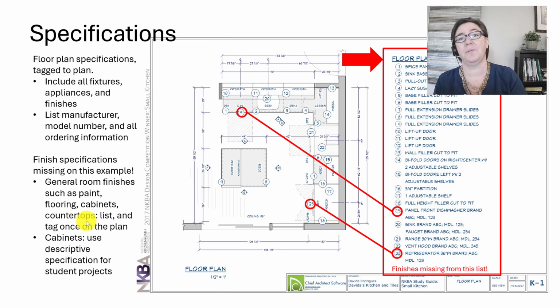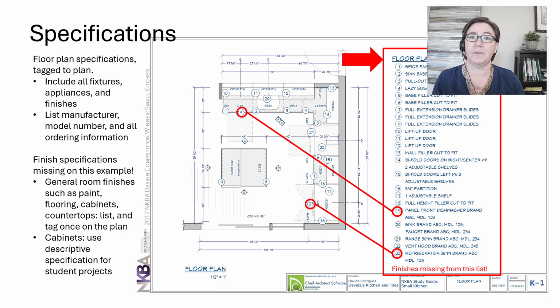All right, let's shift to the right-hand side of the page now and look at the specifications. And notice the title here. This is a standard for NKBA drawings. It says Floor Plan Specifications. Right. And think of this like a shopping list of all of the different items for your projects. All right. And they're just listed out in text and they're tagged to the plan.